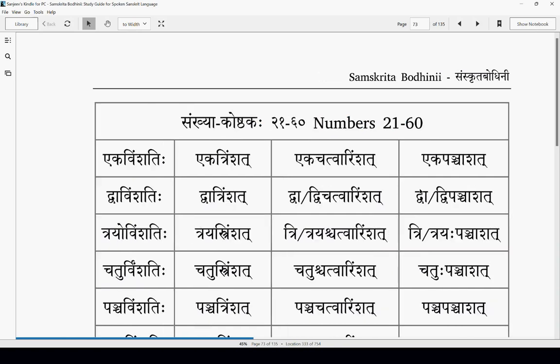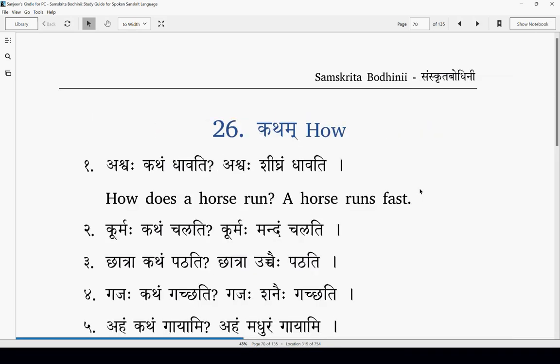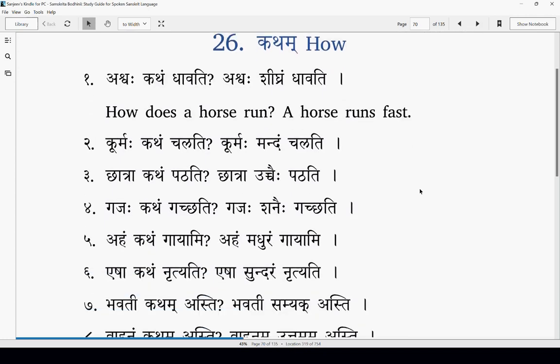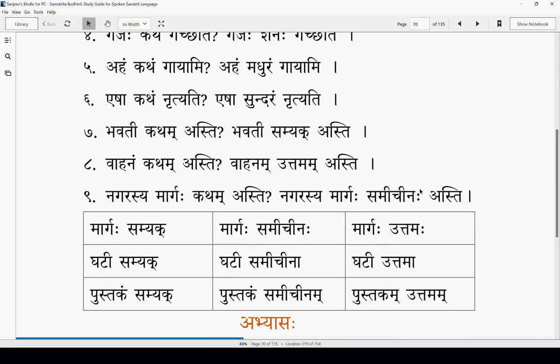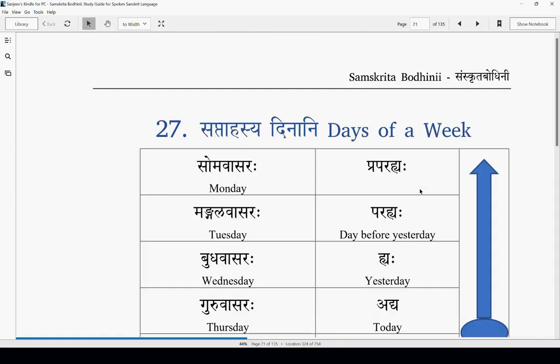Sankhya. Katham. Okay, so we did Katham, right? Katham, how? Shigram. Katham was done. Okay. Now we'll move towards Saptahasya dinani. Look at Saptahasya dinani.